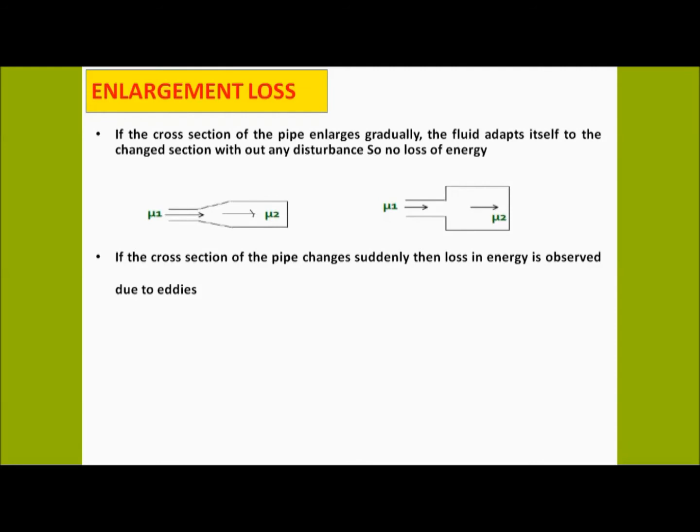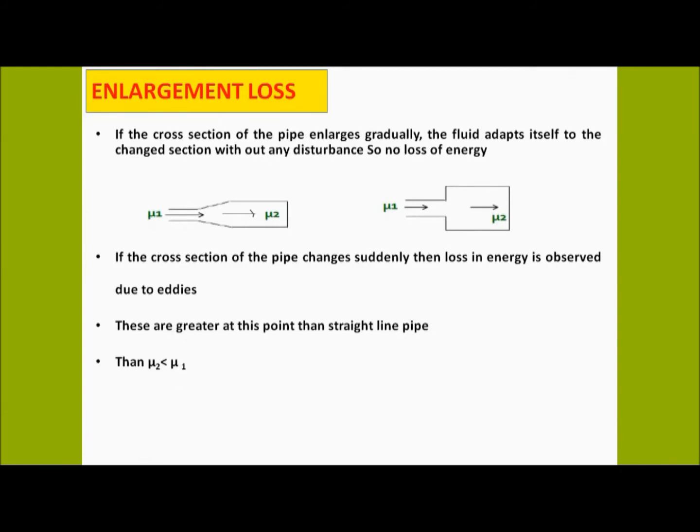If the cross section of the pipe changes suddenly, then a loss is observed due to the eddies. Eddies means nothing but turbulence. Eddies or turbulence, it is the same thing. So when you force some liquid from a smaller pipe to a bigger pipe, you will find turbulence, right? Eddies are greater at this point than along the straight line, right?